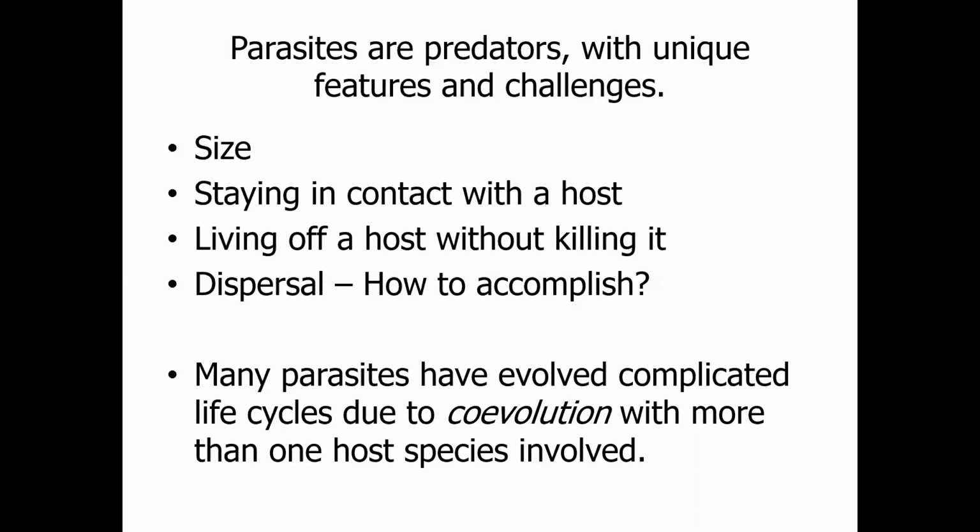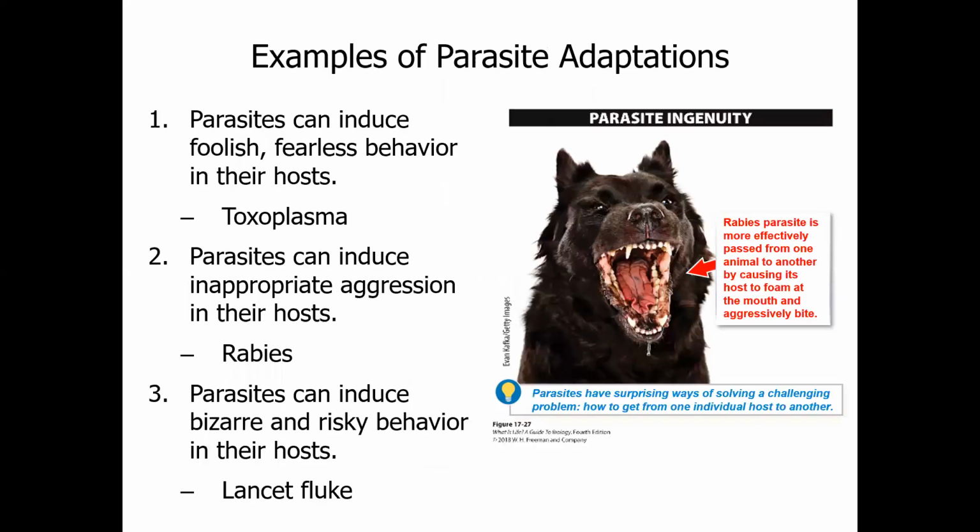So in order to disperse, many parasites have evolved really complicated life cycles from coevolution, co-evolving with their host. Basically, they can have more than one host species involved to get to their next host. They can infect multiple hosts throughout a cycle. Examples of some parasite adaptations: when parasites infect their organism, they can cause a change in its behavior, which ultimately helps them carry out their life cycle.